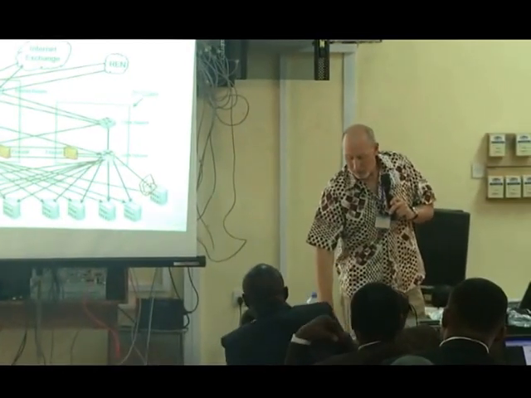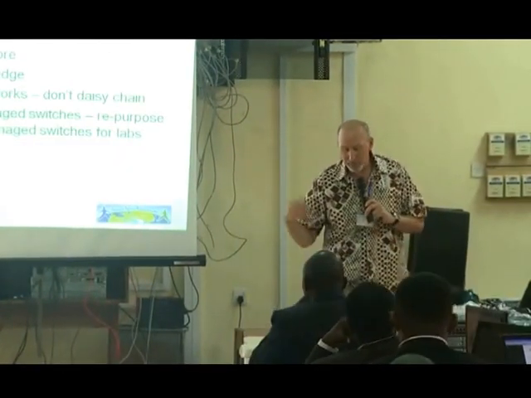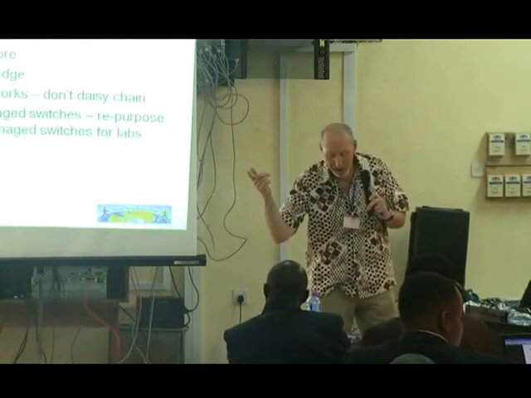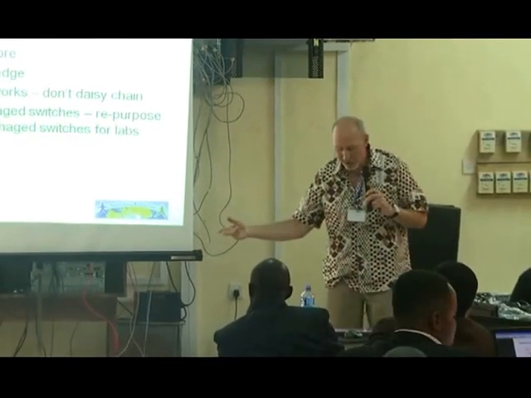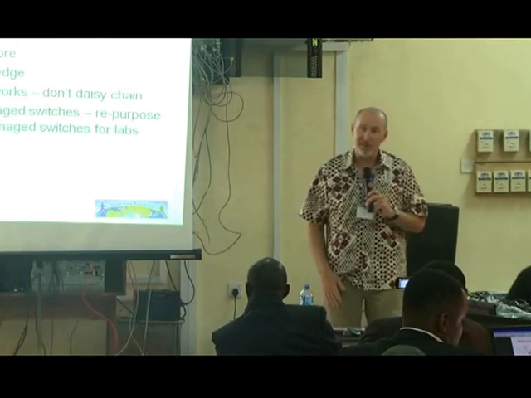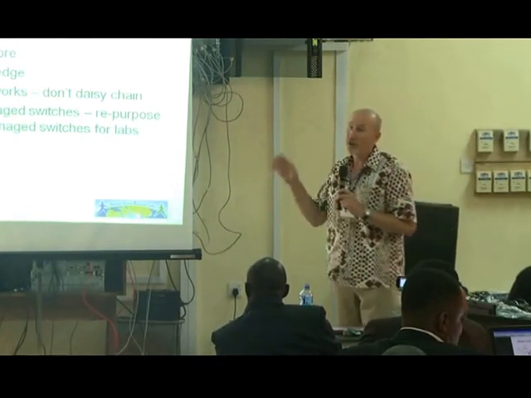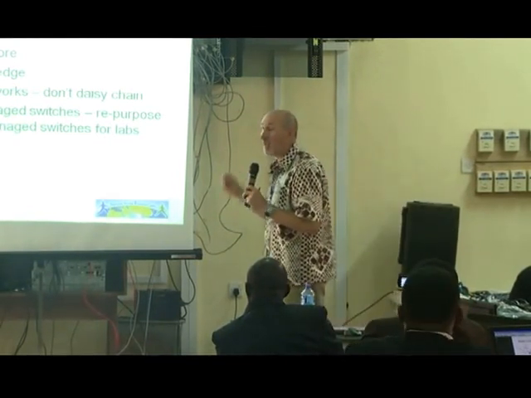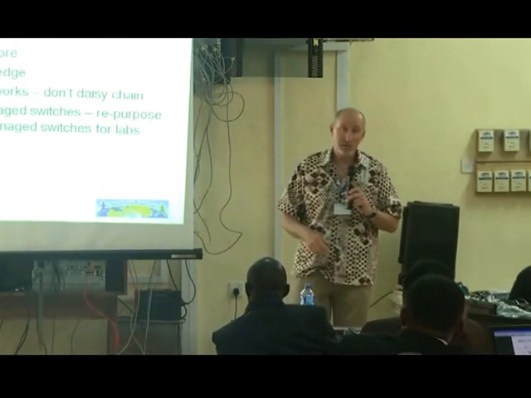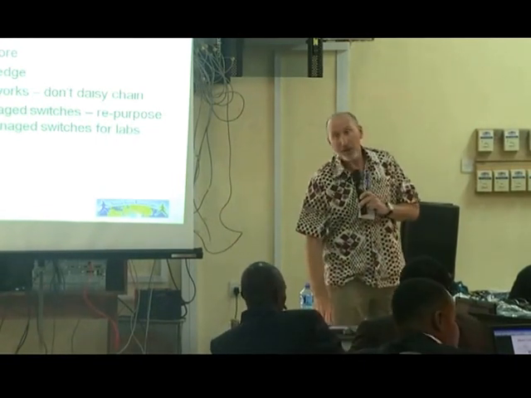Right. So just to review: route the core, switch to the edge, build star networks, don't daisy chain, buy managed switches. If you guys do this, your campus networks will be okay. Right? You also need to think about where the bottlenecks are in your network.